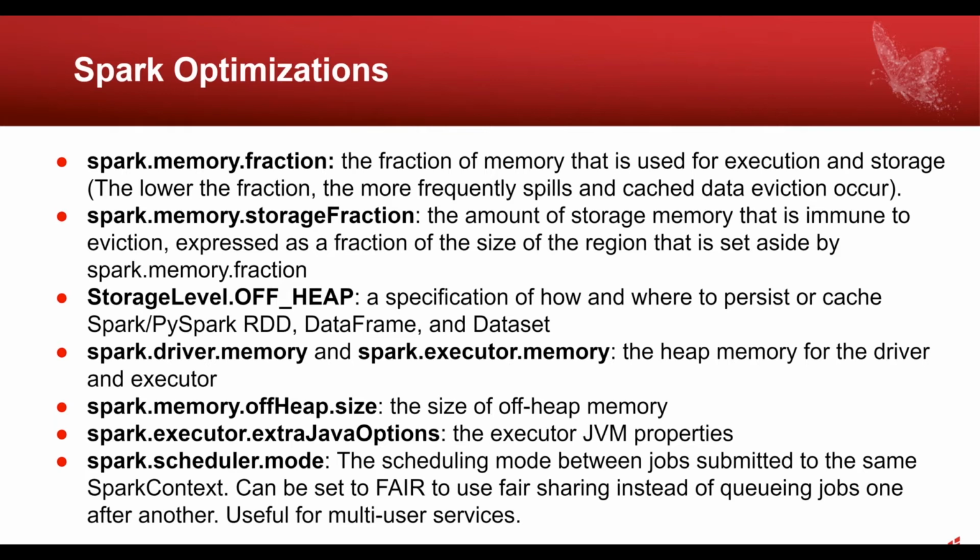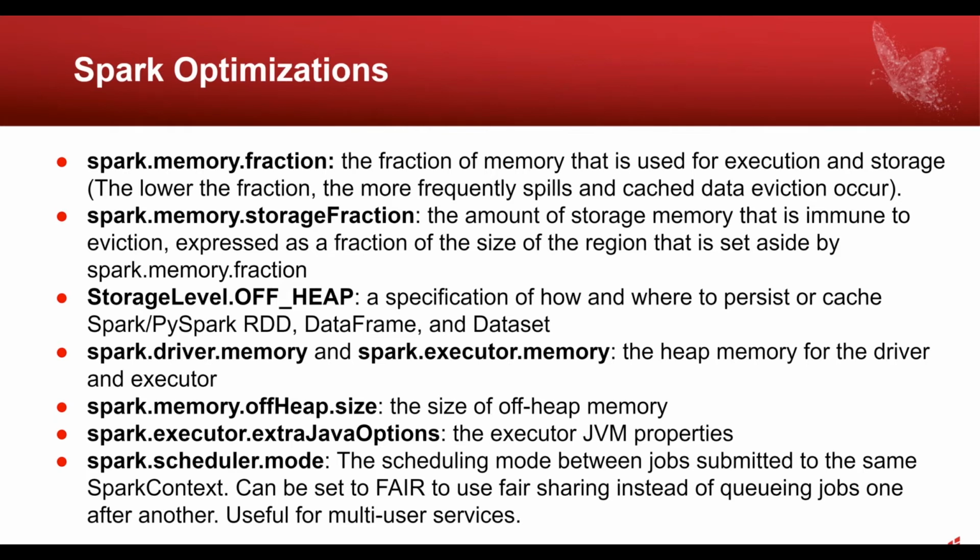And the last one is about scheduler mode. It's used when your Spark context is shared between, for example, several services, and they all send you some jobs for execution. You can choose how these jobs will be executed. By default, they will be executed in first in, first out mode, but you can also use fair mode. In this case, tasks will be load balanced between all the executors.